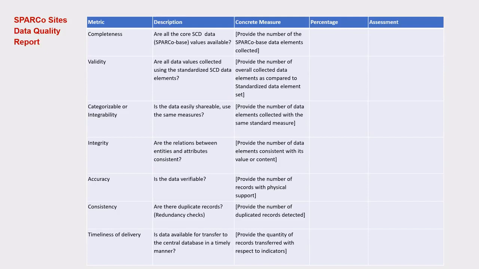And for consistency, are there any duplicate records? These are redundancy checks. Here you provide the number of duplicated records detected. And for timeliness of delivery, we check, is the data available for transfer to the central database in a timely manner? Here you provide the quantity of records transferred with respect to indicators.